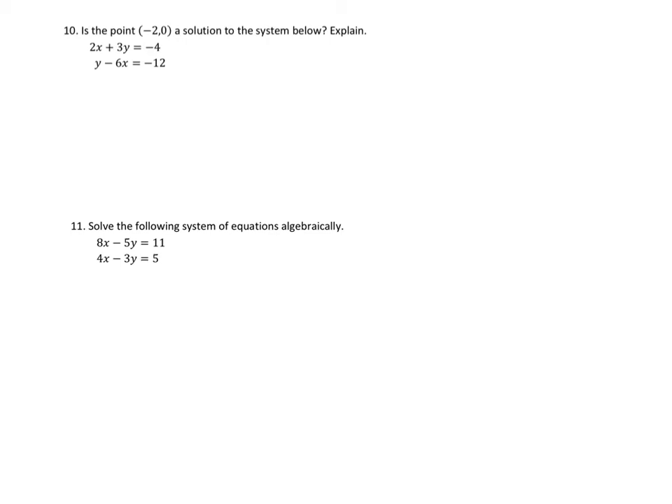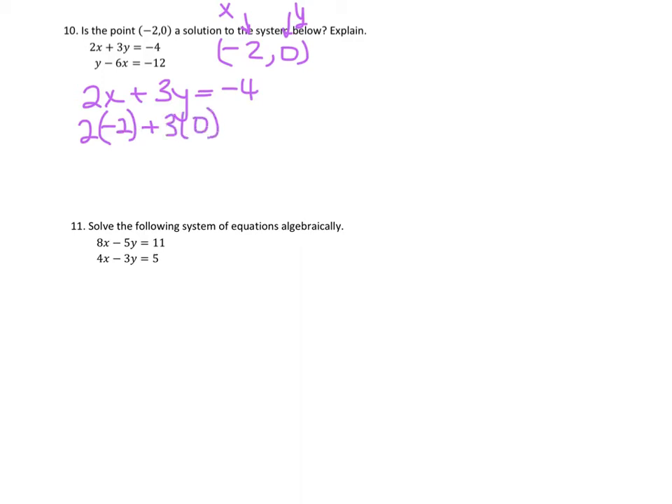Okay, number 10, continuing on with systems of equations: is the point (-2, 0) a solution to the system below? Explain. We've talked about this. If a point is a solution, that means it works in both equations, not just in one, but in both. So I have to take each equation one at a time, and I have to plug in the point (-2, 0). If that's my point, -2 is my x, and 0 is my y. When I get to an x in my equations, I'm going to replace it with a -2, and when I get to y, I replace it with 0. Typing the left-hand side into my calculator, you get -4, and that does equal -4, so that one checks.